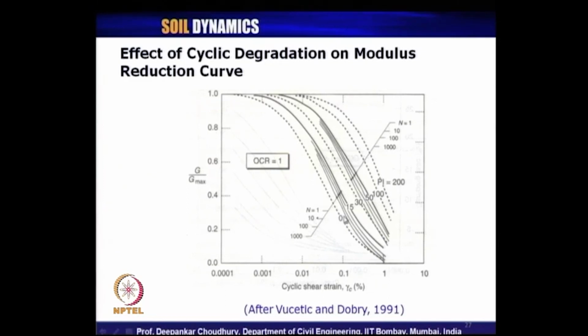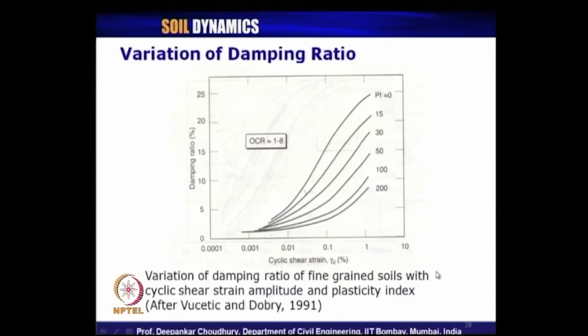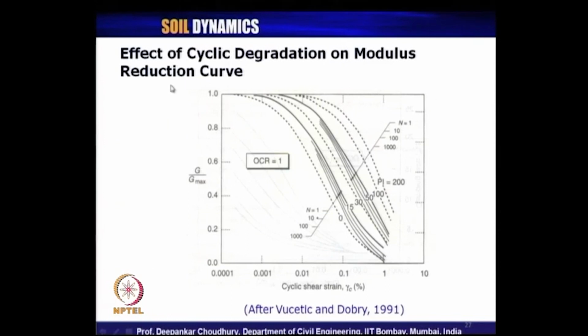And as I have already said, PI 0 later on has been proved by several researchers of UC Berkeley that these are not correct or should not be used. So, with this concept of effect of cyclic degradation of modulus reduction curve and how to estimate the different shear modulus and to apply them in the dynamic analysis, we have seen. In the next lecture, we will continue our discussion with the damping ratio, that is another important dynamic soil property.